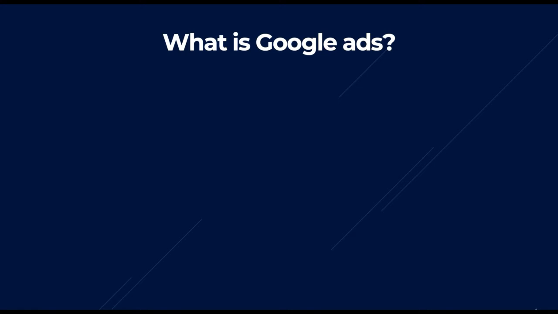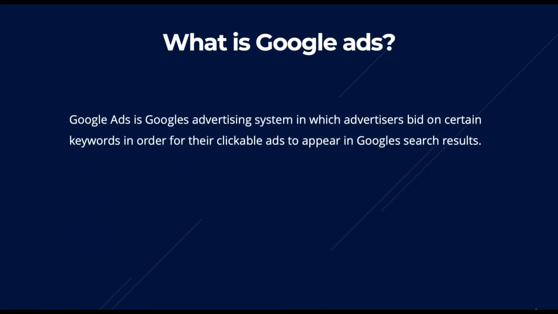What is Google Ads? Google Ads is Google's advertising system in which advertisers bid on certain keywords in order for the clickable ads to appear in Google search results. What's important to understand is that when you bid on a keyword, you are essentially entering an auction and competing against other advertisers who are bidding on the same keyword. You only pay Google when someone clicks your ad, so you can essentially get an ad up and running for free without ever spending a penny.